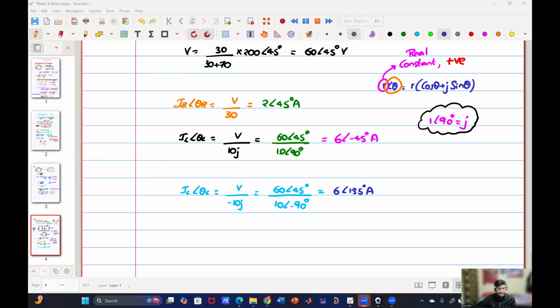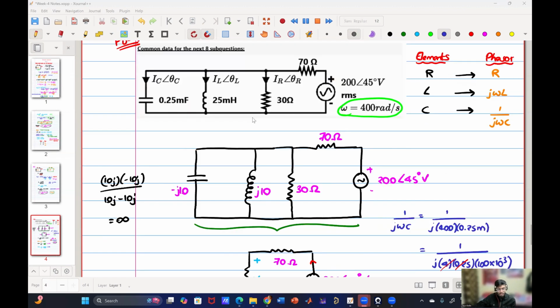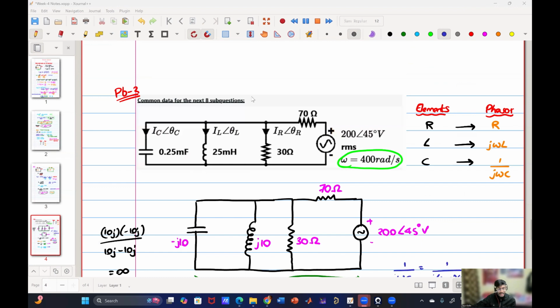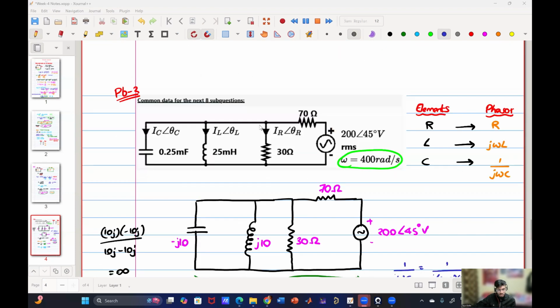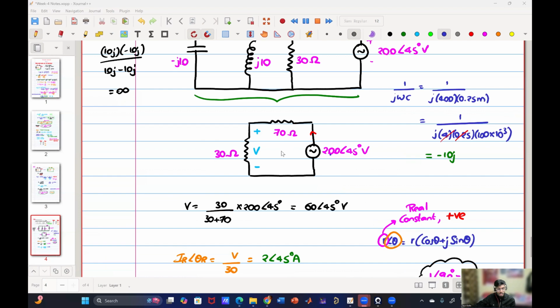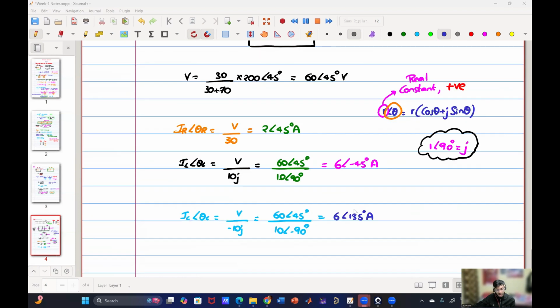So these are the results that we have obtained. If you see, the problem is pretty simple and straightforward. Although there are 8 sub questions in this, what we have done is first converted everything into phasor form. Then we simplified it. Then we calculated this voltage. Once we calculate this voltage, current is nothing but voltage by impedance. So I got voltage first and then calculated all the currents.